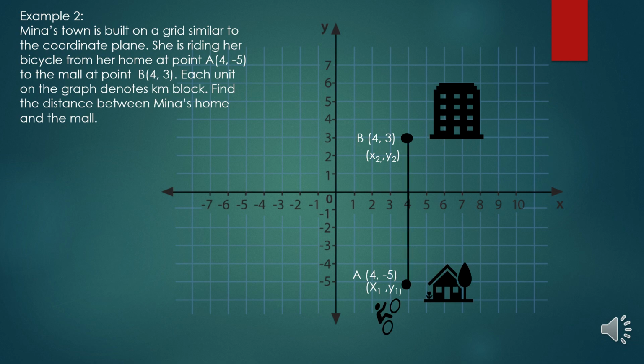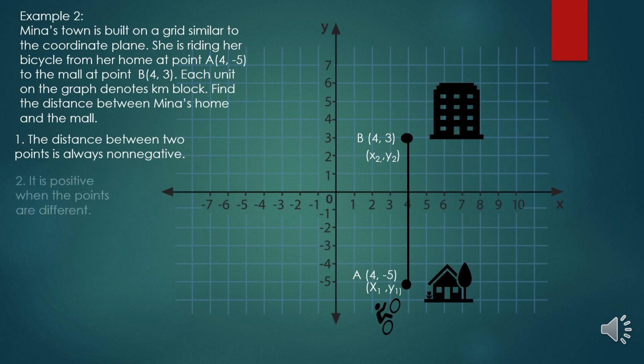Connect these 2 points. It is a vertical line when they both have the same x coordinates. So that's why the distance between 2 points is always non-negative, or it is always positive. So investigate their y ordinates. They are not equal. Y sub 2 is 3, y sub 1 is negative 5. Subtract y values. It is positive when the points are different. Investigate their x ordinates. They are equal. Subtract x values. It is 0 if the points are the same.